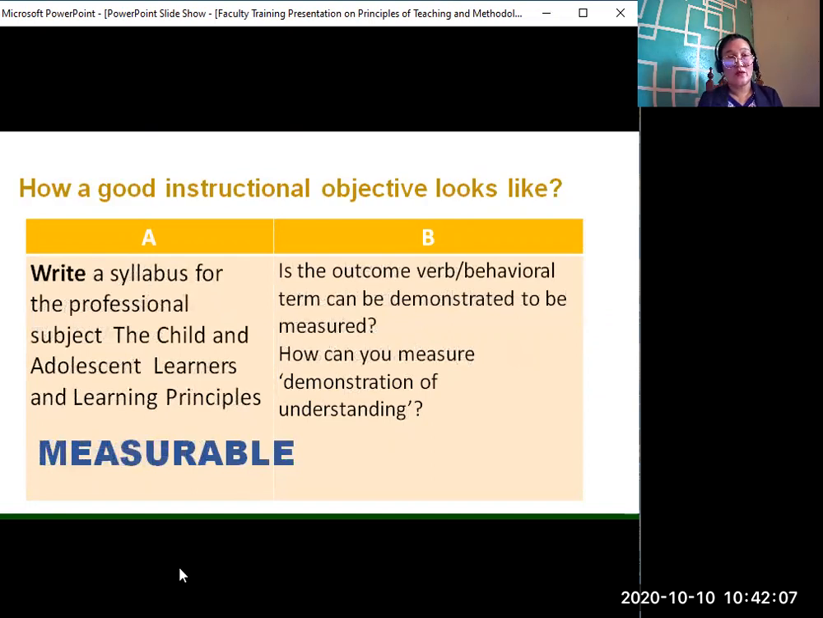So in this example, write a syllabus for a professional subject. How can you measure the demonstration of understanding now? We can measure it when our students are able to write a syllabus. Then that's how the observable behavior is manifested. Hence, we can easily measure it.